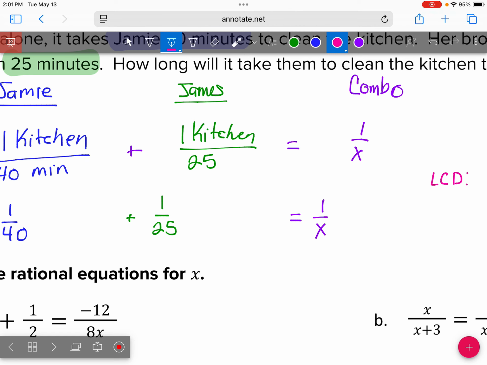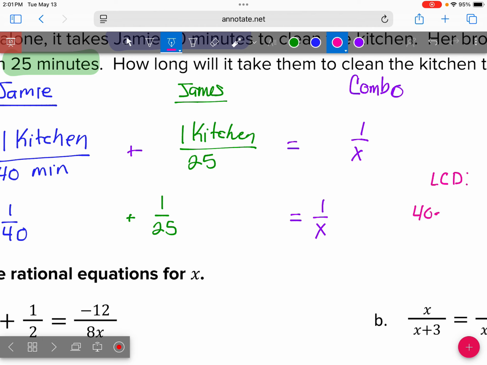Say it again. 5 would be a common factor. So 40 and 25 are both divisible by 5, but that's not what we're going to need to multiply. We want to be able to get rid of all of our denominators. Say it again.